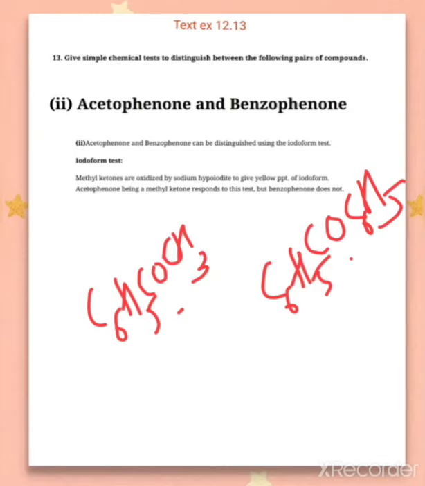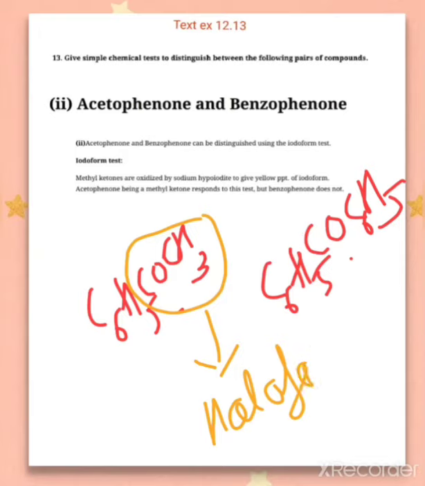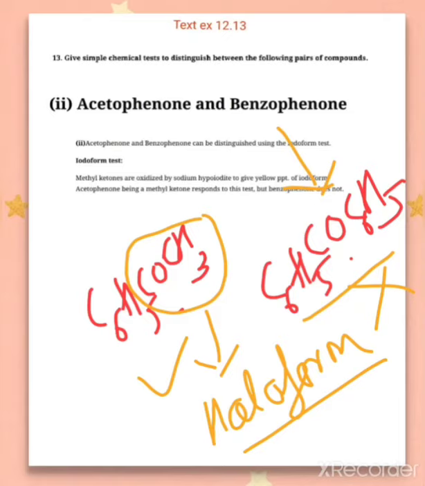But here you can say that one of the compounds has a CH3CO group. That is, in this part there is a CH3CO group. So the compound having the CH3C=O group can give a test that is called the haloform test. So this can give a haloform test, but in the other there is no CH3CO part. That means it does not give the haloform test. So that is the test which can distinguish these, the haloform test. So better write the equation for this also.